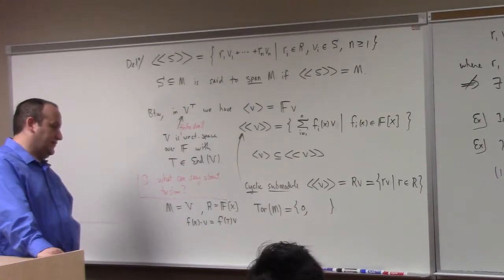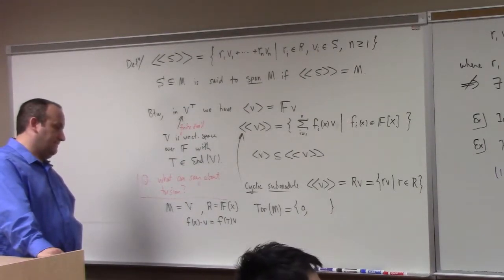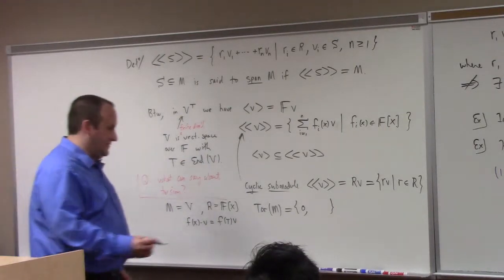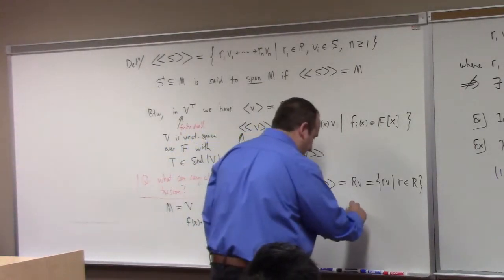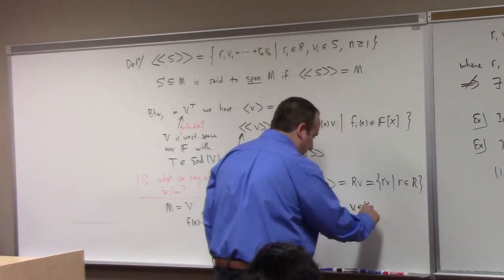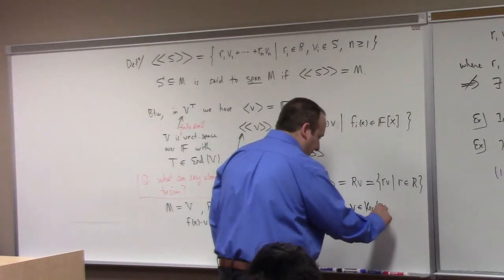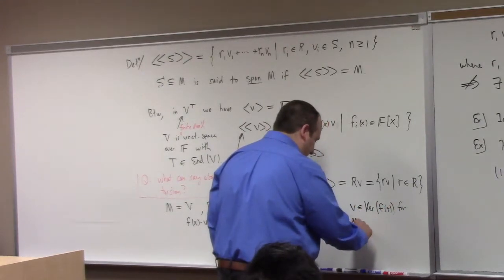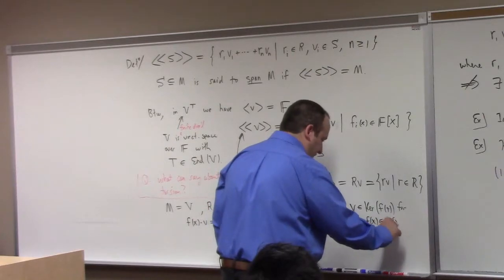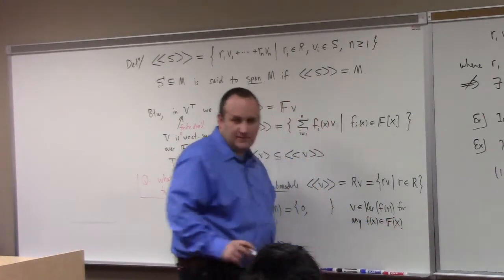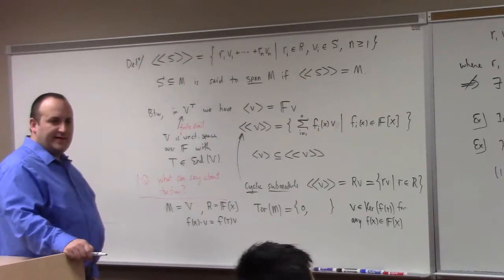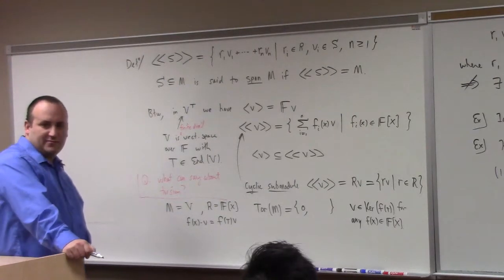v in the kernel of f of T for any, okay, great, I'll buy that. v is in the kernel of f of T for some f of x in the polynomials over x. So which vectors are those? That does seem like a lot of polynomials to play with.